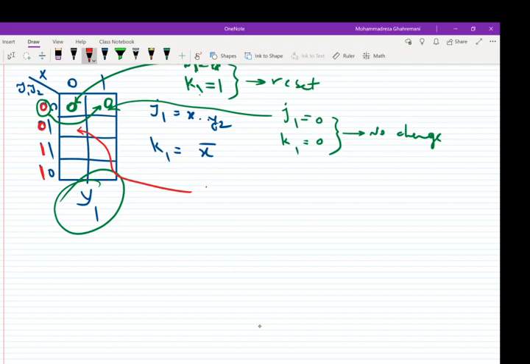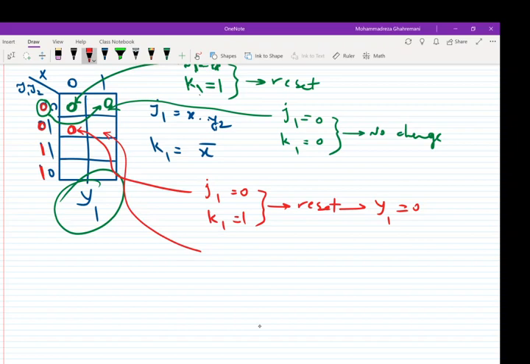Here, j1 is equal to xy2. xy2 is equal to 0. What is k1? K1, of course, again is equal to x bar, which is equal to 1. So this one means reset. Reset means y1 should be equal to 0. So we put 0 here. Let's move to the next state.